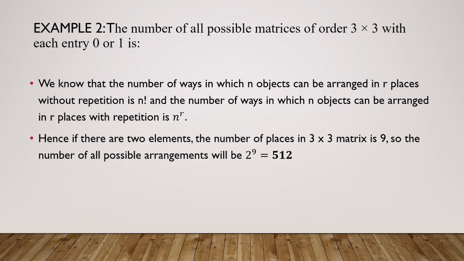So here obviously only two elements which can be repeated any number of times. If there are two elements and number of places in 3 cross 3, how many elements? 9 elements. So the possible arrangement will be n raised to r or 2 raised to 9, which is 512. Remember, instead of 0 or 1, you can be given any two other elements also.